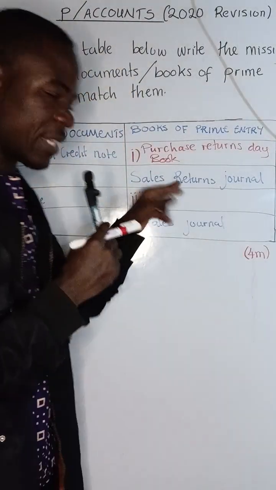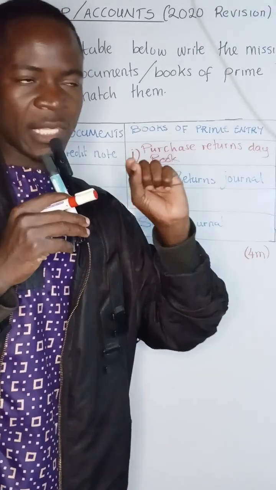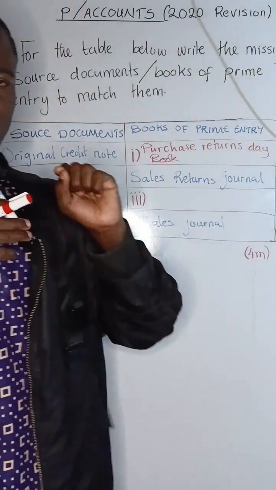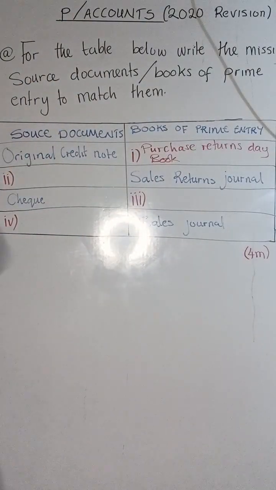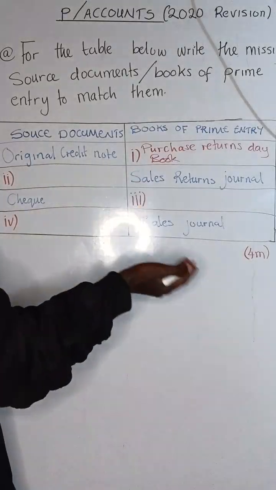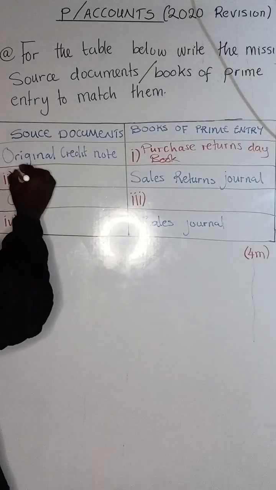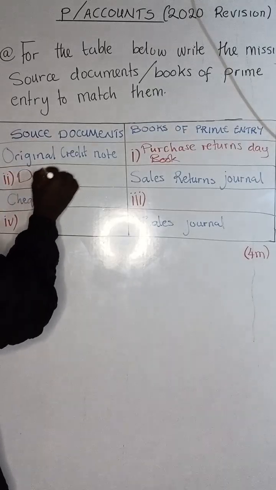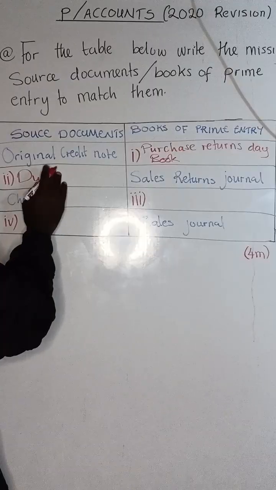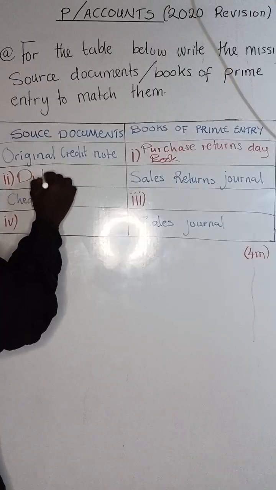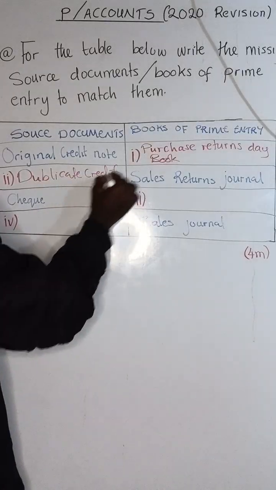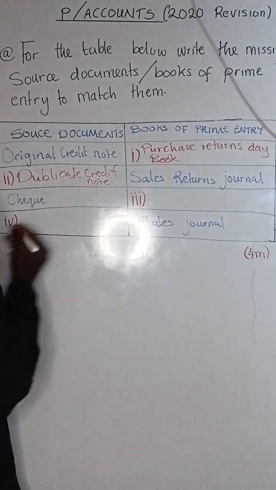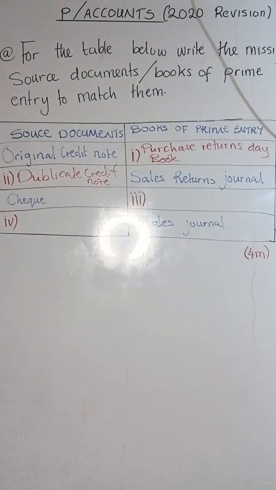If it wasn't a return, if it was just the sales journal, we would have written the duplicate invoice, just like that. So we are going to say it is the duplicate credit note, meaning the goods which were sold were now returned. So it is the duplicate credit note.